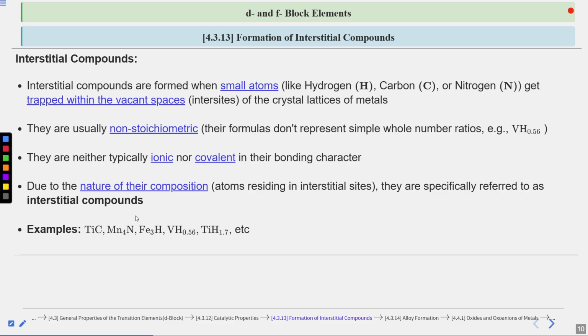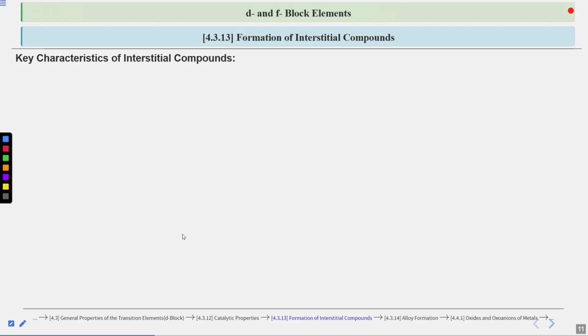Some examples of interstitial compounds are TiC, Mn4N, Fe3H (hydride), VH0.56, TiH1.7, etc. So these are the examples. You can see some are non-stoichiometric, that means the formula is not in a simple whole number ratio, right? So let's see some key characteristics of interstitial compounds.